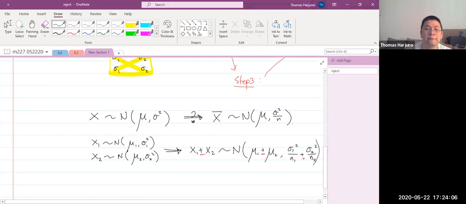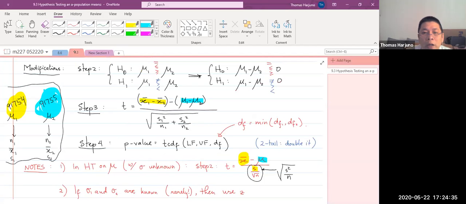Okay? That's the statistical foundation behind it. Now, what happens if you are finding the difference of two mu's? The standard error will be the square root of this. That's the standard error. But Thomas, if I don't have sigma 1 and sigma 2, what do I do? Then replace them with S1 and S2. Okay, that's how we get this formula here.